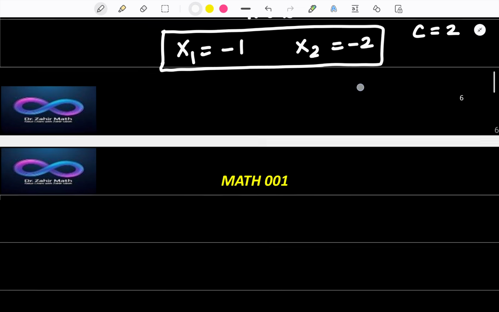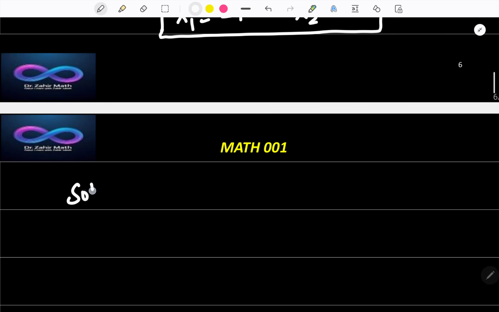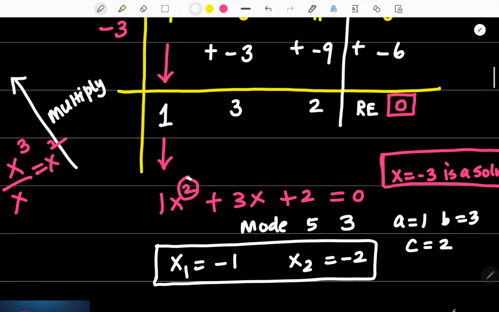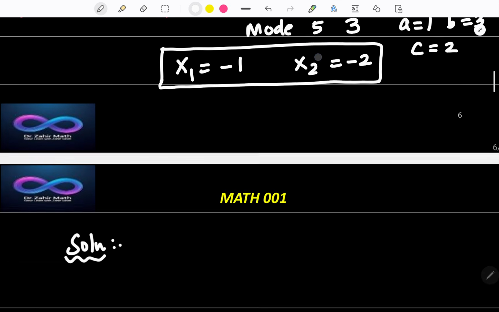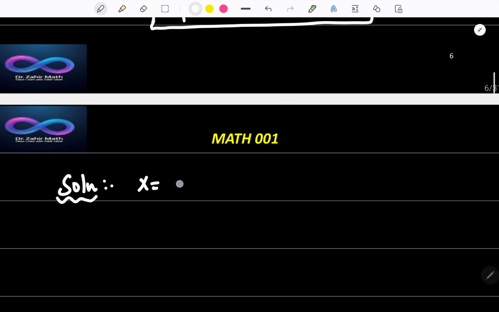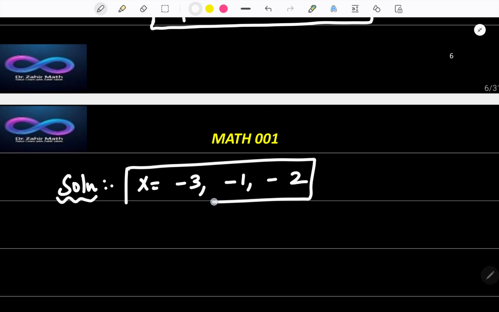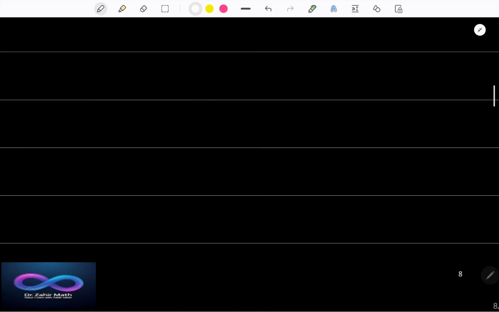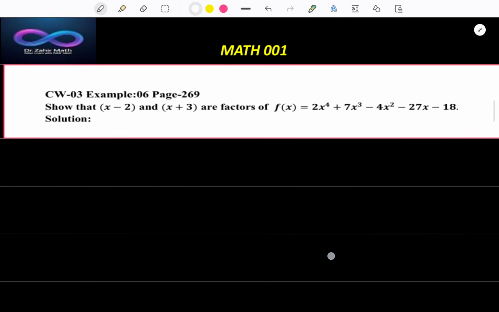Completely factor. So what are your solutions? Your solutions are the list of solutions, right? First we got what? Minus 3. Next we got minus 1, minus 2. So we got x equals minus 3, minus 1, minus 2. These are your list of solutions. Of course, they are all real solutions. Clear? Right. Let's go to the next question.